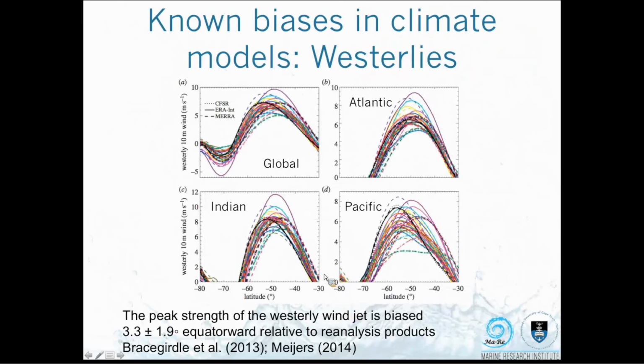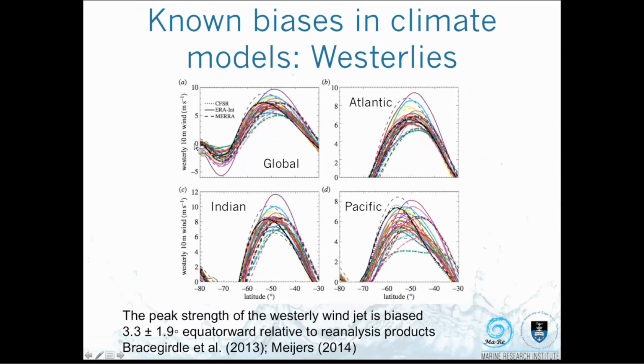Just to move on to the other biases, another major bias that is known to climate scientists is in the location of the westerlies. This is a set of papers from 4 years ago. On the y-axis you have the westerly, the wind jet, which is one of the dominant features of the Southern Ocean, and on the x-axis the latitude, showing the intensity.